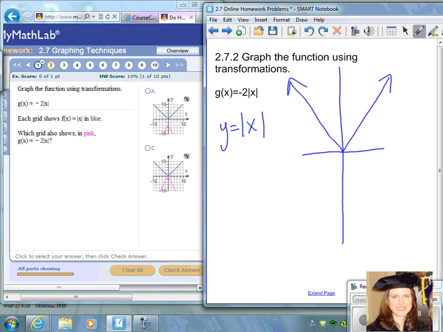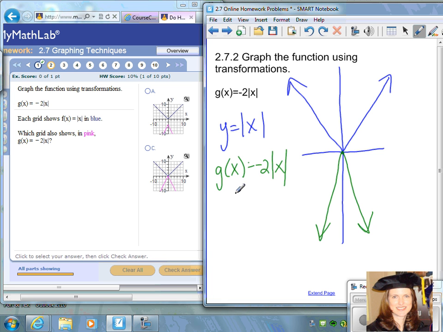Now when you transform this by multiplying this by a -2, this negative would indicate that the graph is no longer going to open up, it's going to open down. And then that -2 actually makes it more narrow. You can plot a couple points if you want to, and the graph is going to be opening down, and it's going to be more narrow. So that's what your graph should look like.